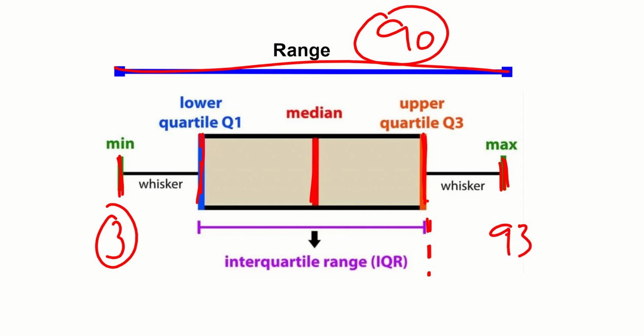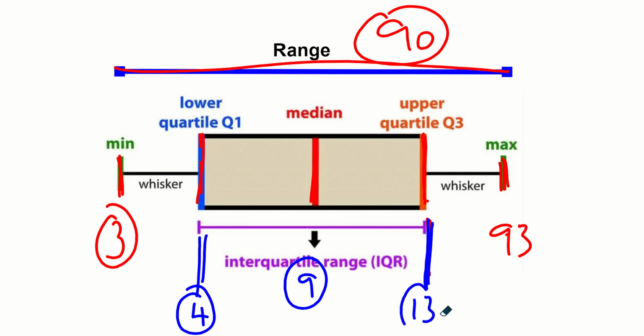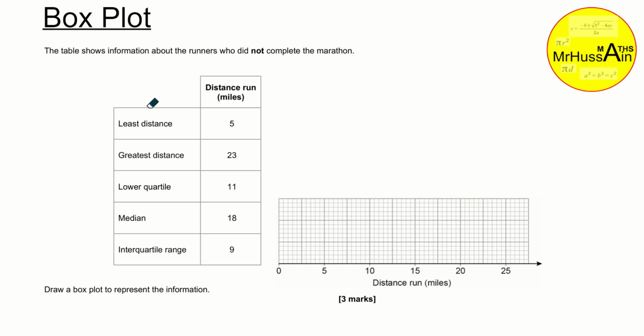therefore 3 plus the range must give you the maximum value, which is 93. Or they will give you the lower quartile, let's imagine that is 4, and then they give you the interquartile range, which is 9. You know the difference between the upper quartile and the lower quartile is the interquartile range. So if you do lower quartile plus 9, that should give you upper quartile is 13. And you can check it. 13 take away 4, is it 9? Yes, it is. So let's get to doing the question.